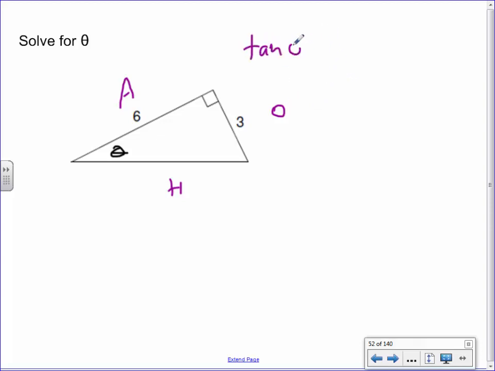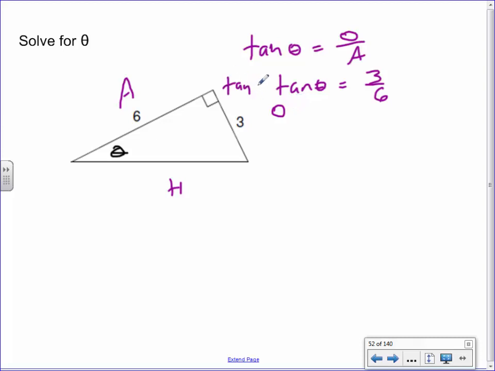Tan is equal to opposite over adjacent. So tan would be equal to 3 over 6. I just want to make sure I've shown you guys how to do this. How do you undo a tan sign? You use tan inverse is the word we use.